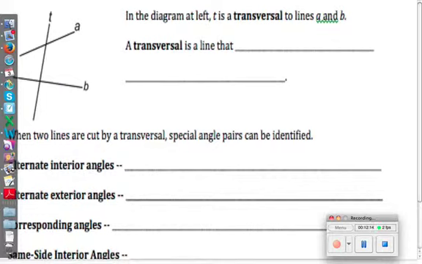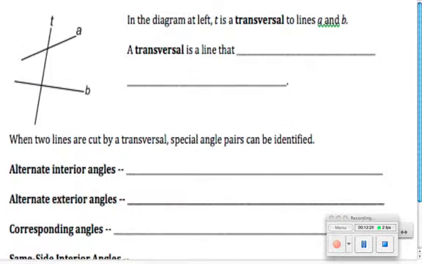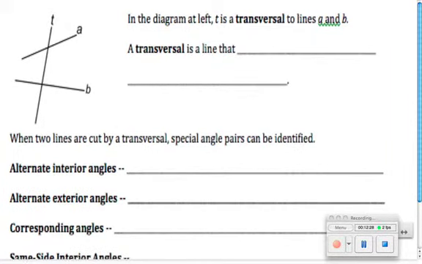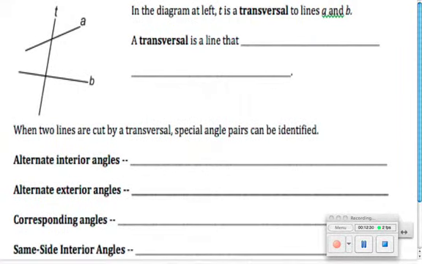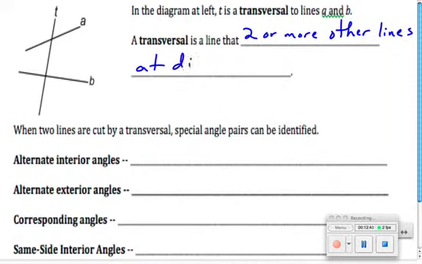Intersecting two lines is a big part of it. Another big part of it is that it's intersecting those two lines at two different places. Okay, so a transversal is a line that intersects two or more other lines at distinct points.